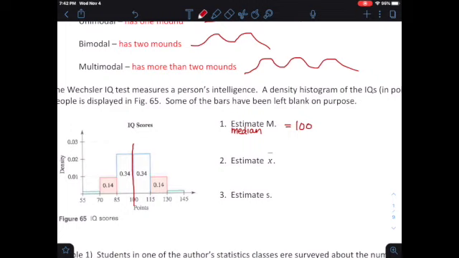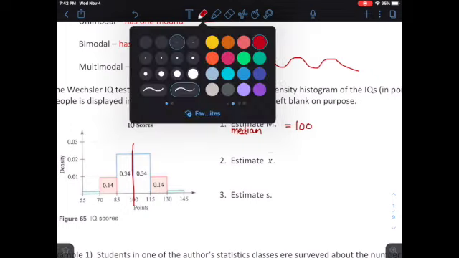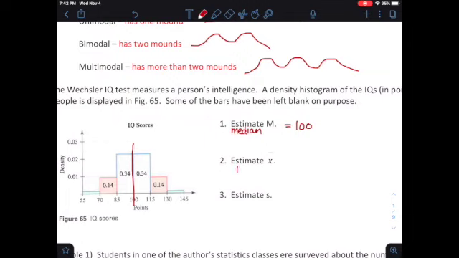Okay, then estimate the average, which is the mean. The next thing is the mean. Now the mean is also 100. The reason for that is that the center is also balanced on both sides. So when you average it out, it's going to be also at 100.